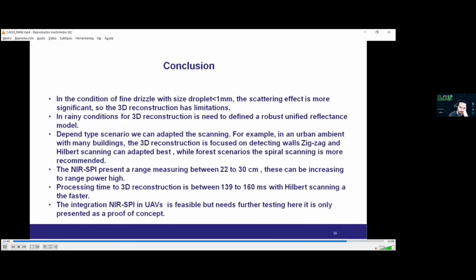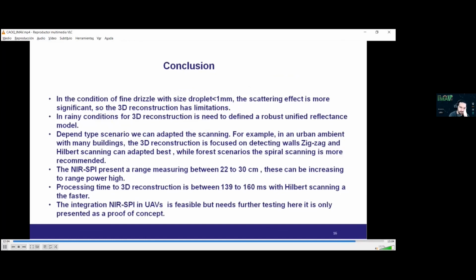Conclusion: in the condition of fine drizzle, we have droplets below 1 millimeter. The scattering effect is more sensitive, so the 3D reconstruction has limitations. In the rainy condition for 3D reconstruction, you need to define a robust unified reference model.